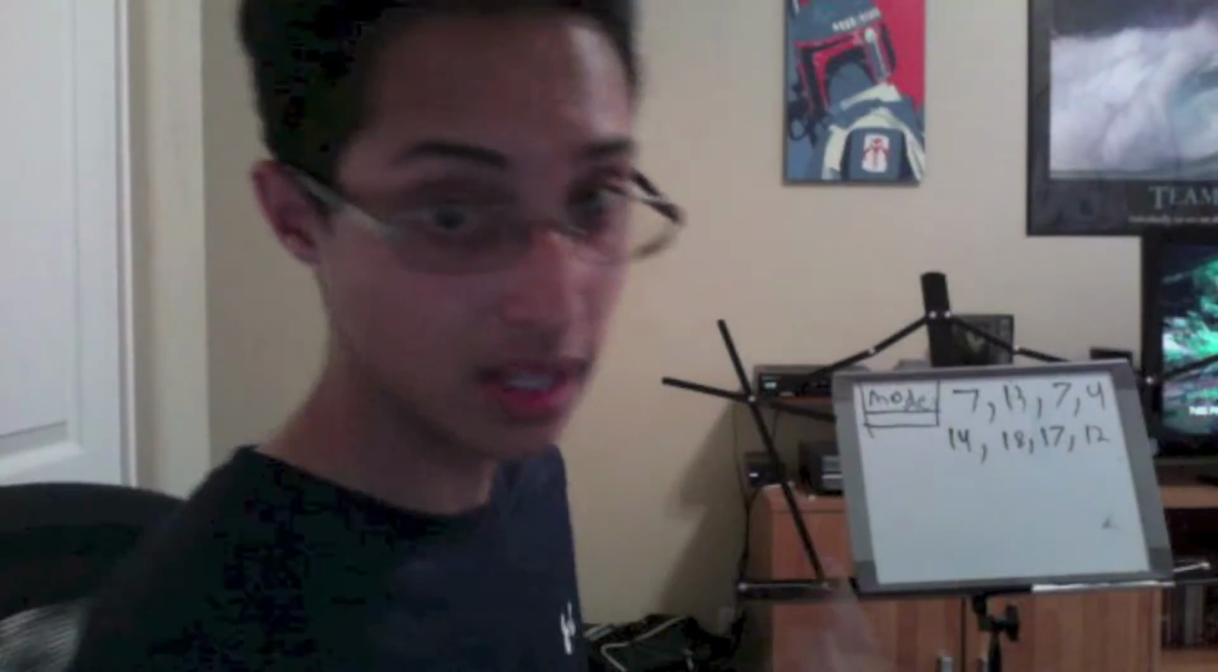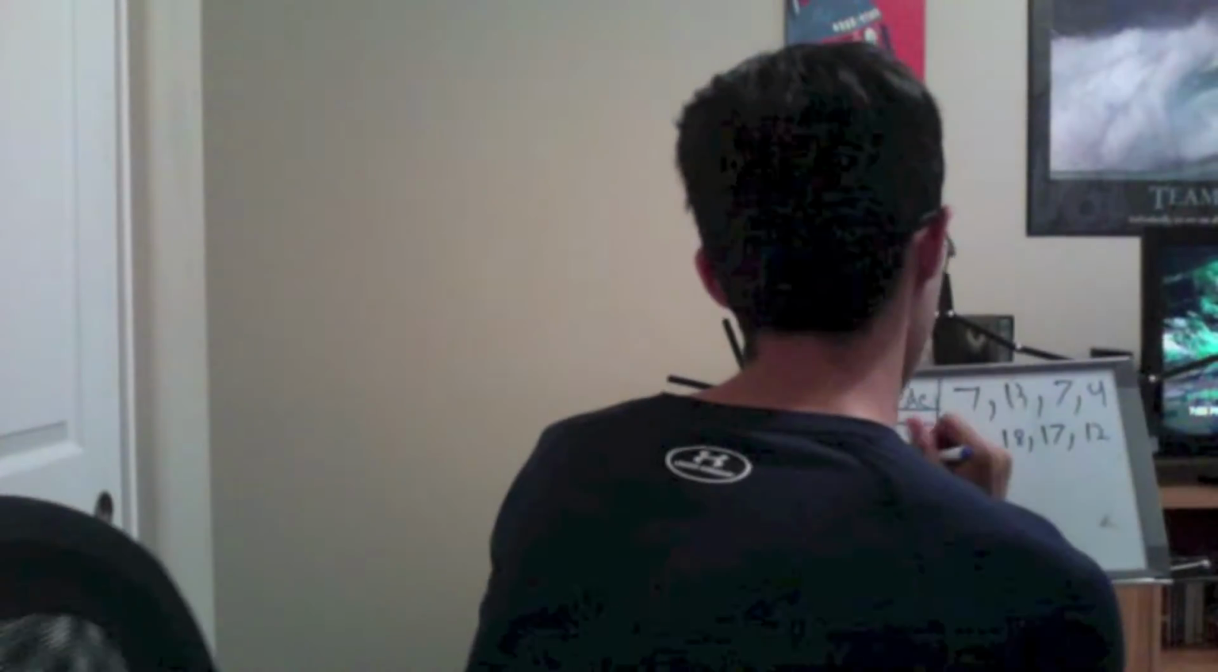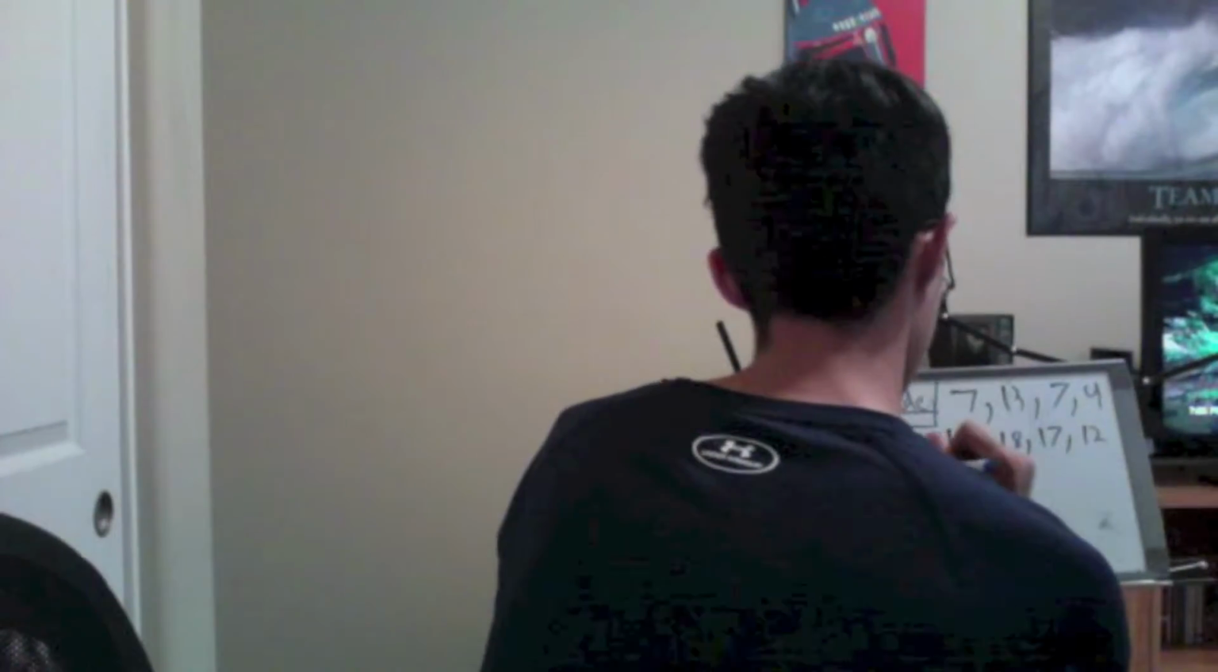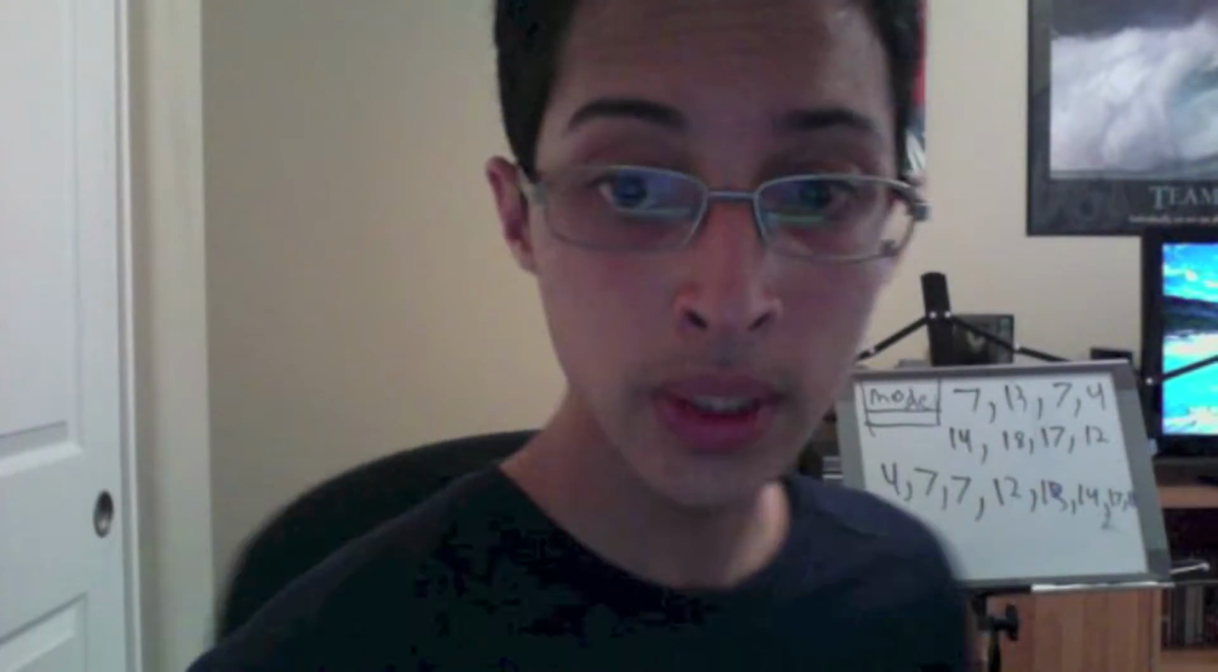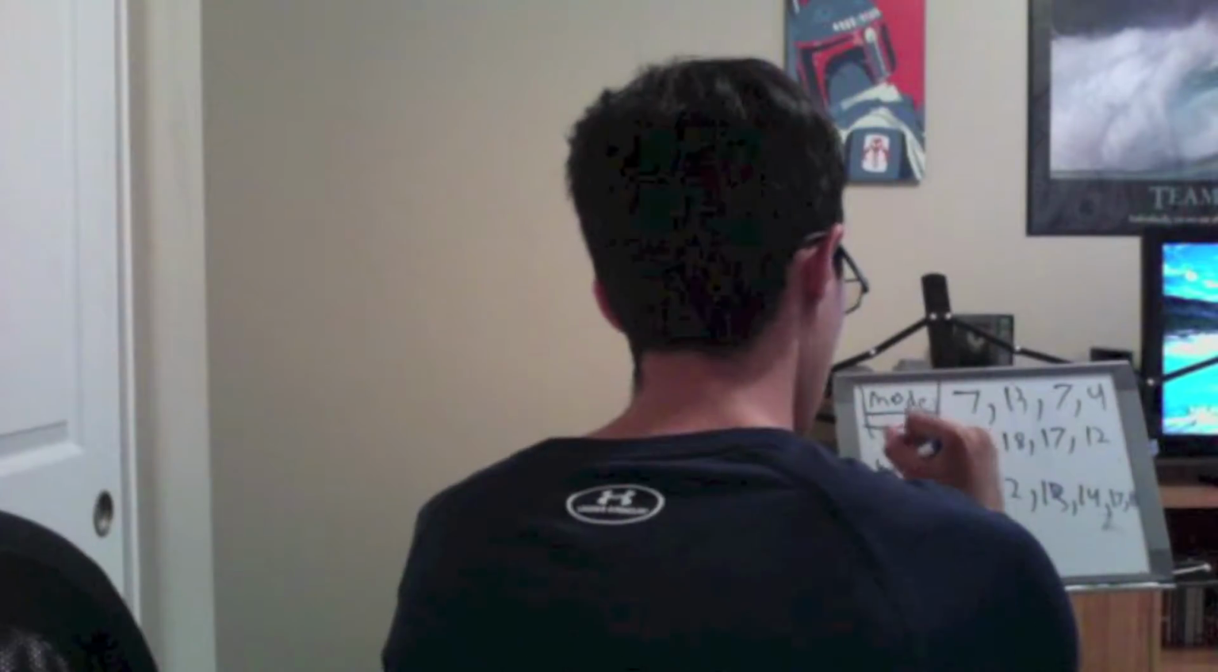Okay? I just realized I screwed up on the median. The median is the one in the middle of the line. Sorry about that, I confused it with mode. It's been a long day. Anyways, we have to put them in order. So 4, 7, 7, 12, 13, 14, 17, 18. And then what we would do is we would cross off on both sides.